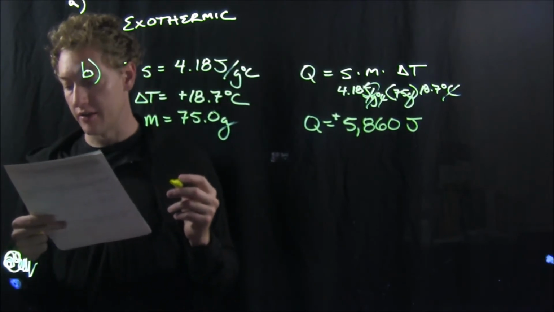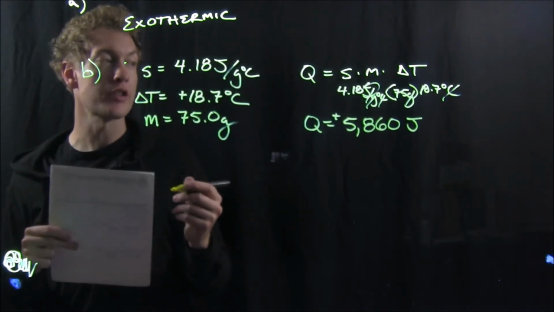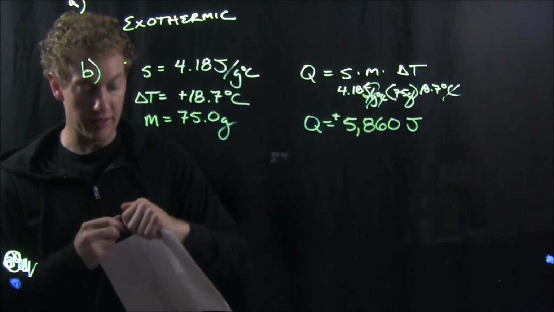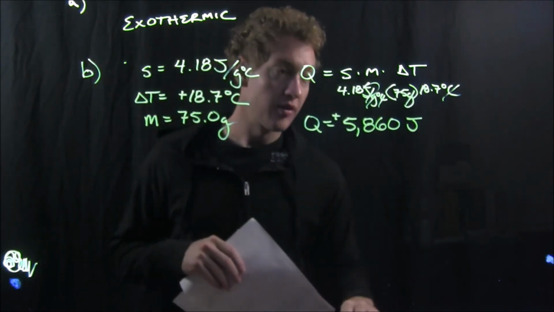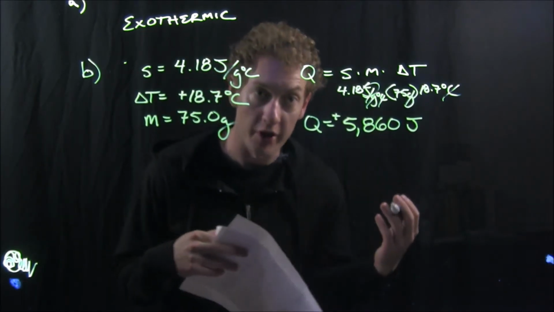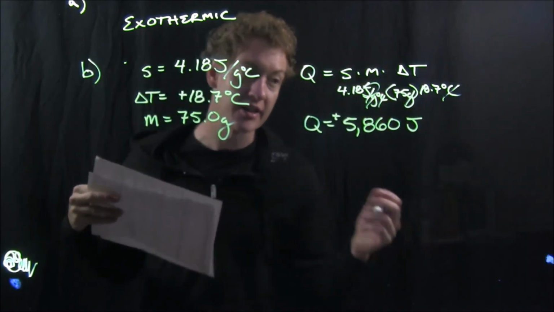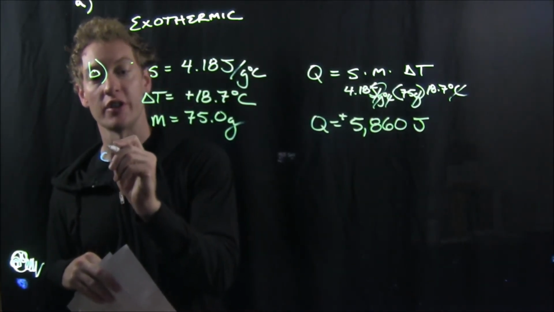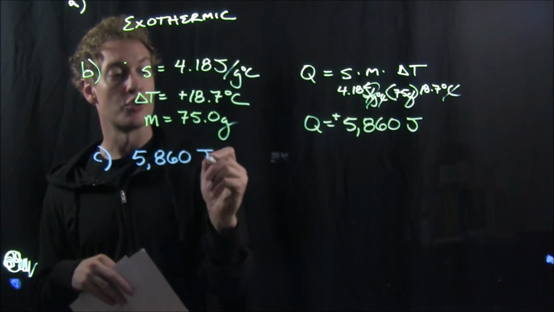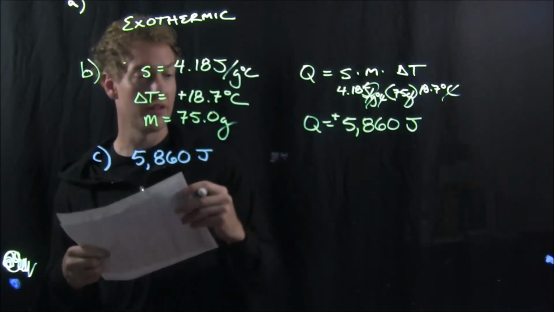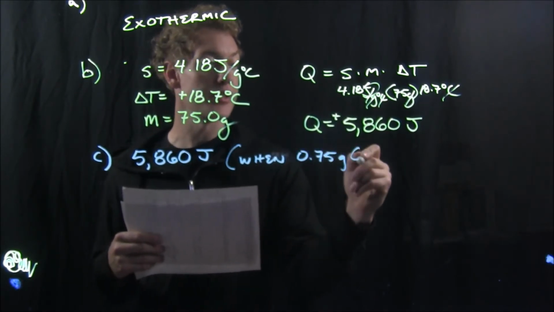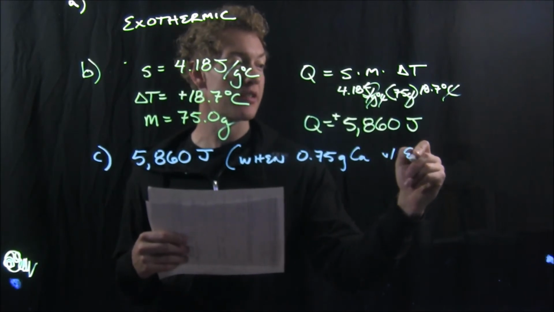Then question C is how much energy was produced by the reaction? Well, this was the big point of confusion, and I apologize for that. Where did the water get this 5,860 joules of energy? From the reaction happening and releasing 5,860 joules of energy. So the answer for C is just 5,860 joules of energy were produced when 0.75 grams of calcium reacted with excess nitric acid.